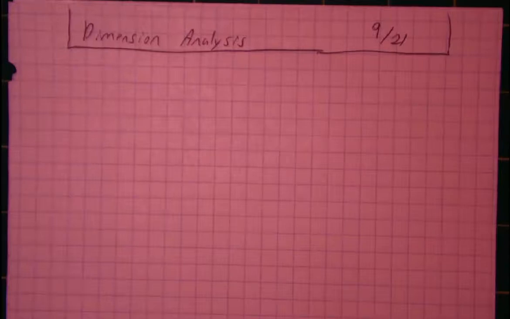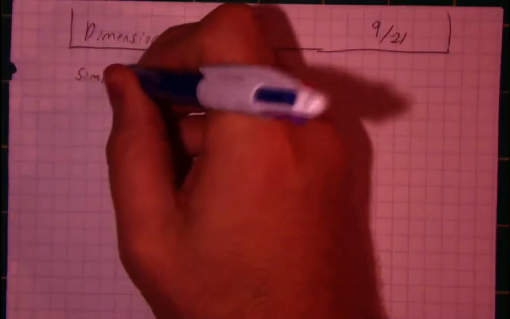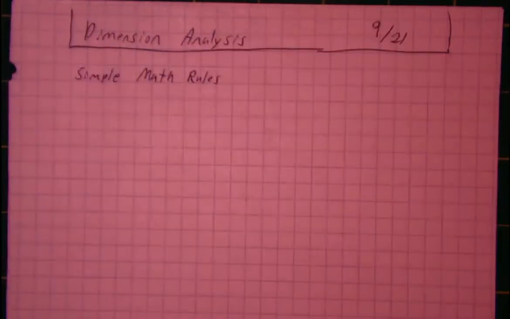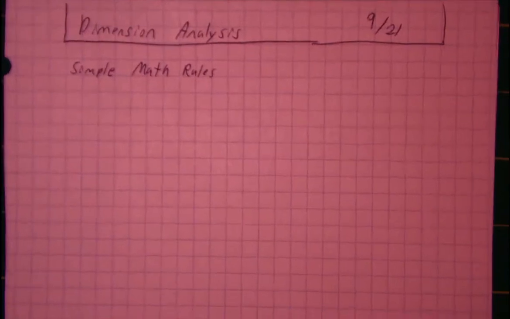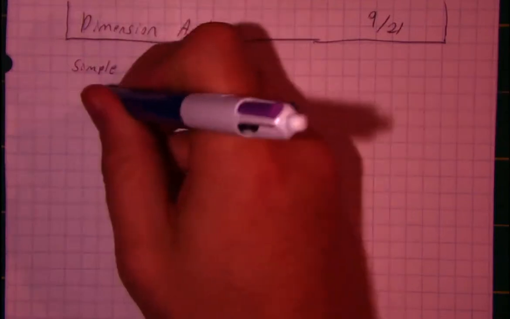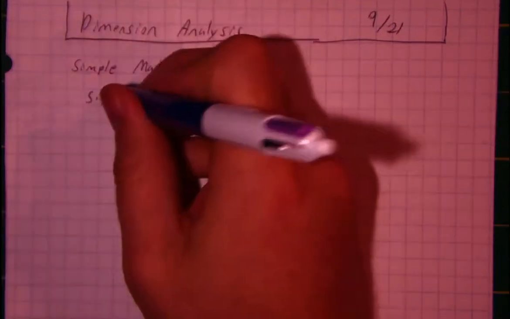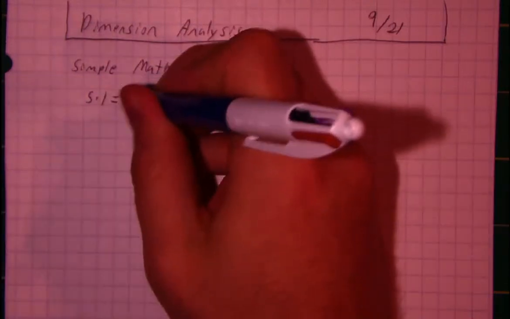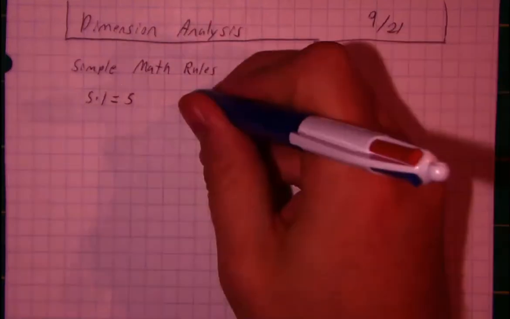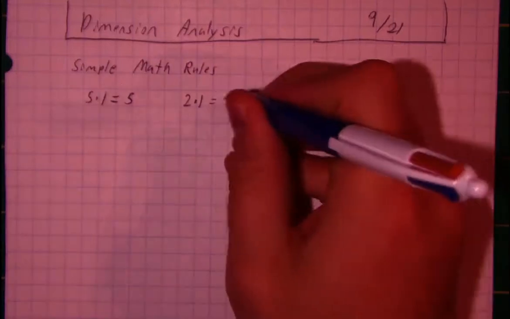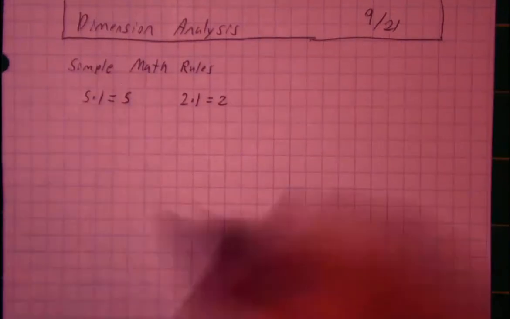The first thing you need to know to be able to do dimensional analysis are some simple math rules. So the first rule is really simple. If I were to say 5 times 1, what would that obviously be? Well, hopefully you all know 5 times 1 is 5. What about 2 times 1? Well, that's 2. So this is what I mean when I say simple math rules.